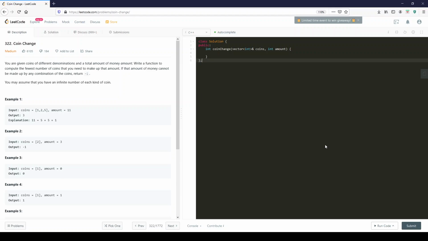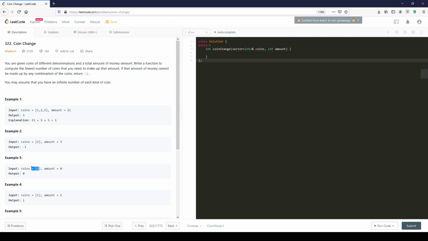So let's look at the first example. You're given coins 1, 2, and 5 and the amount 11. You say the minimum amount of coins you need is 3 because you could make up 11 with 5 plus 5 plus 1. So 2 5s and 1 1. Now you only have one coin, which is 2. The amount is 3. Can you make up the amount 3? And the answer is no.